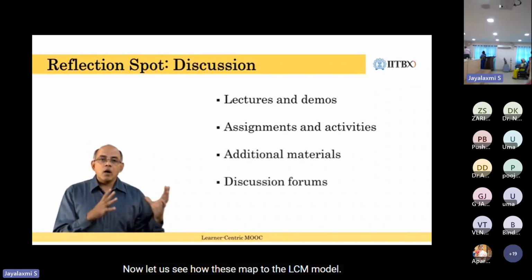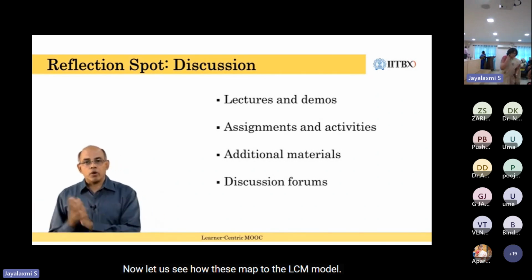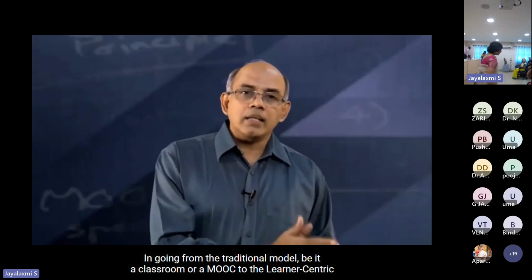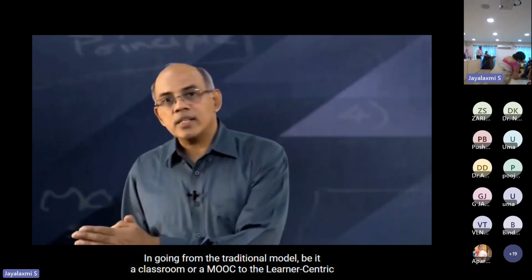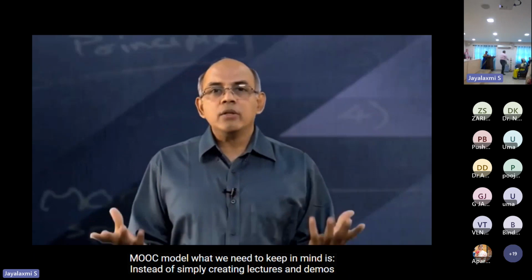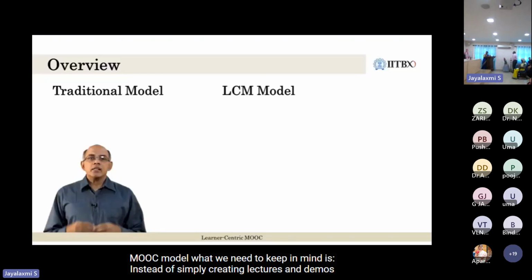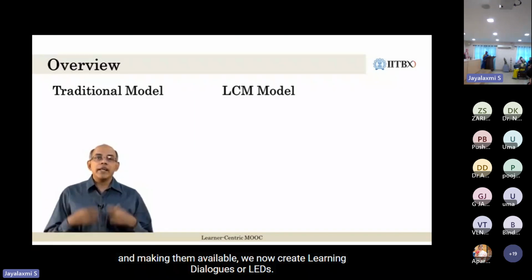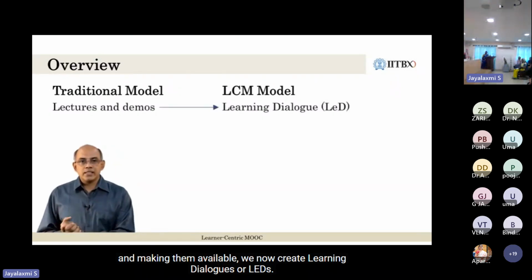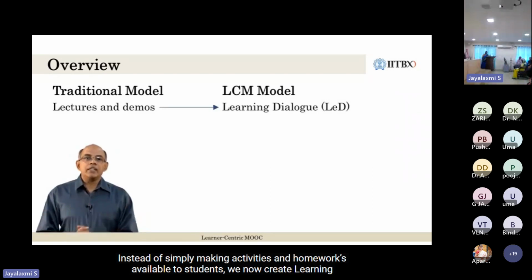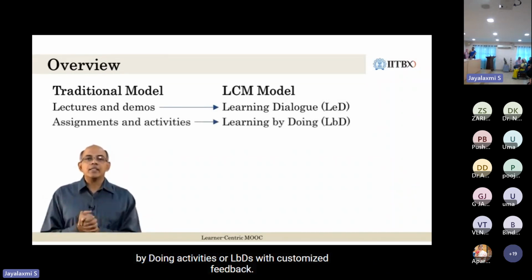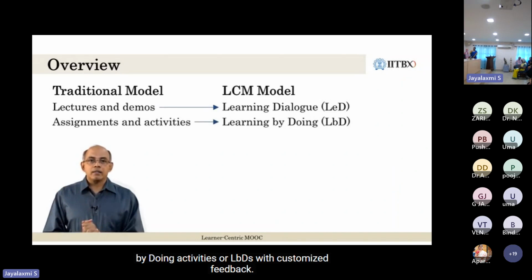Now, let us see how these map to the LCM model. In going from the traditional model, be it a classroom or a MOOC, to the learner-centric MOOC model, what we need to keep in mind is, instead of simply creating lectures and demos and making them available, we now create learning dialogues or LEDs. Instead of simply making activities and homeworks available to students, we now create learning by doing activities or LBDs with customized feedback.